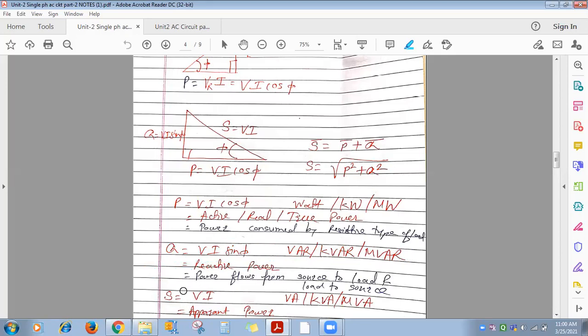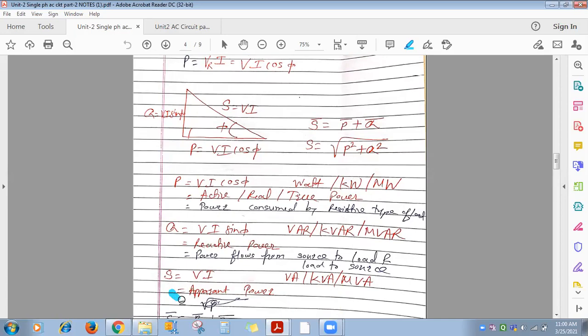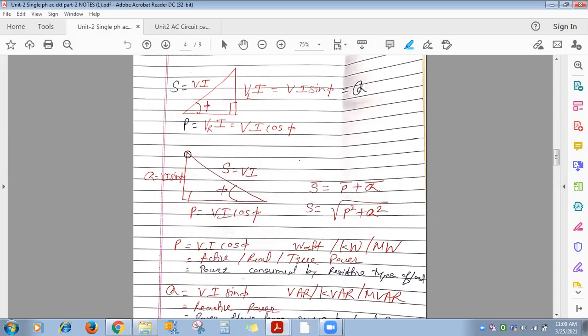And what about apparent power? Last one is apparent power. It is denoted by capital S and formula is VI. If you observe this power triangle, you can see apparent power is a resultant of active and reactive power. So you can define it like that: apparent power is the resultant of active and reactive power.